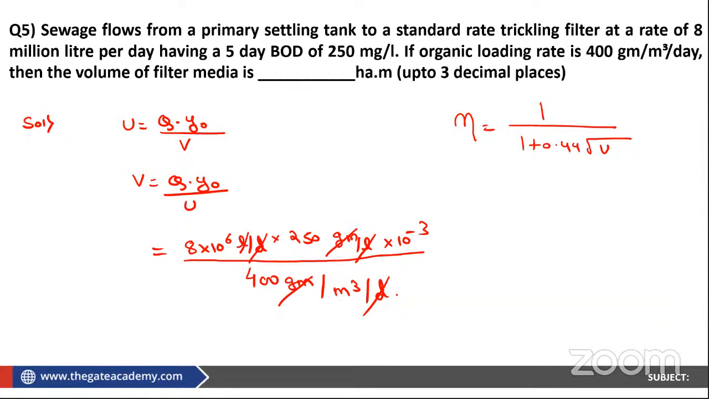Yes, find it fastly. 8 into 250 into 10 to the power 3 divided by 400. Yes, it will be equal to 5000 meter cube. That is the volume of this filter media. Now we want to convert this in terms of hectare meter, so we need to divide it by 10 to the power 4. So this will be converted into 0.5 hectare meter. That is the final answer of this question: the volume of filter media will be equal to 0.5 hectare meter. Yes, fastly done.